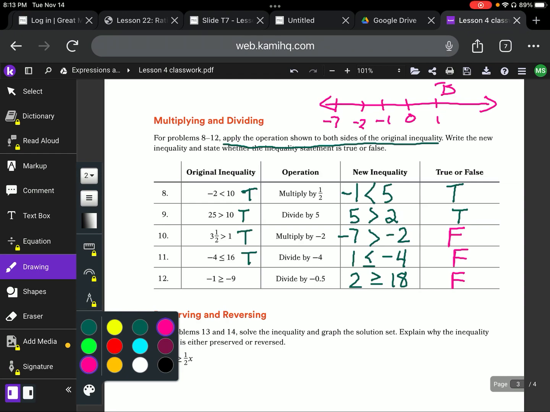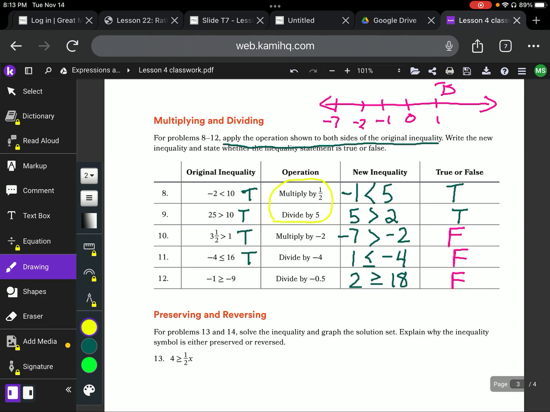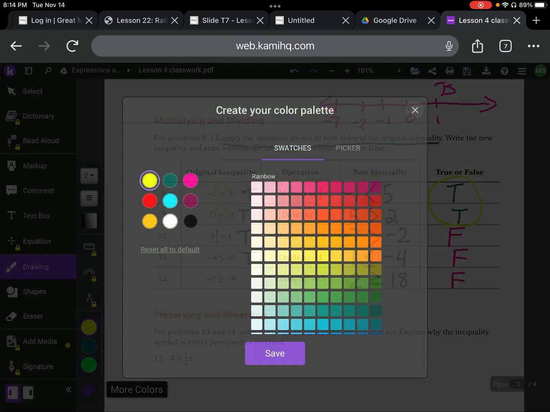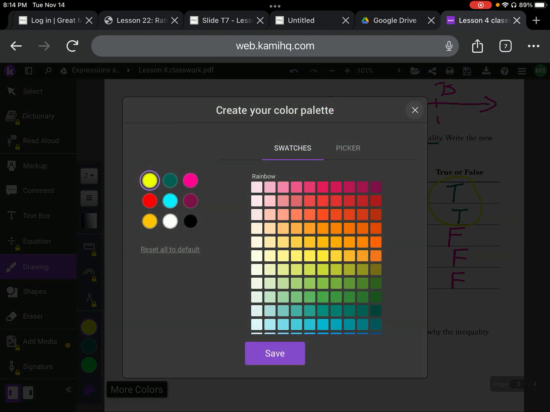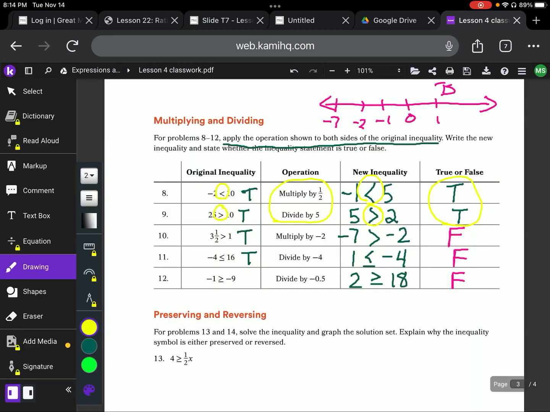So what are we noticing here? I'm noticing that when we are multiplying or dividing by a positive number, our inequality stayed true, right? We started with less than, we ended with less than, it was still true. We had greater than, we divided by a positive number, we had greater than, it was still true.